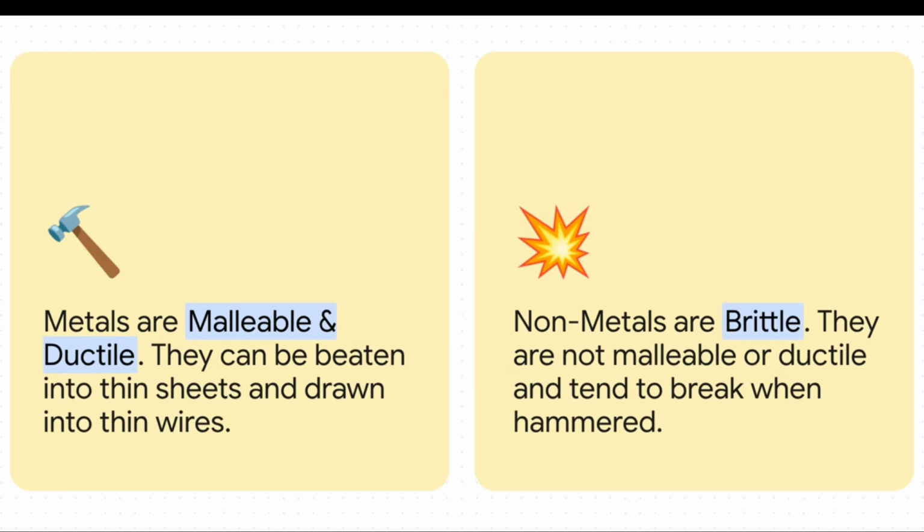All right, next up, what happens when you hit them? Well, metals are both malleable, which means you can hammer them into thin sheets, and they're ductile, so you can stretch them into thin wires. Nonmetals are the exact opposite. If you take a hammer to a solid nonmetal, it's brittle. It'll just shatter into a bunch of little pieces.